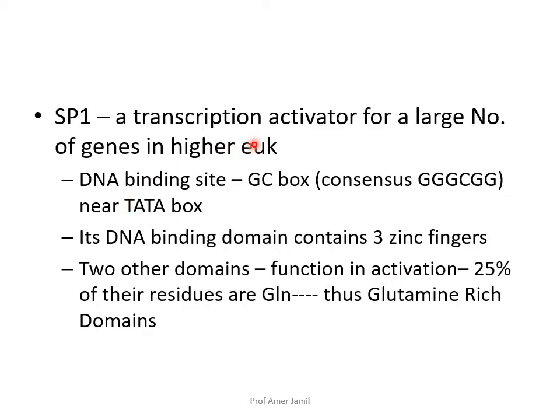SP1 is a transcription activator for a large number of genes in eukaryotic cells. The DNA binding site is the GC box. It contains these G's and C's. It is present near the TATA box. Its binding domain contains 3 zinc fingers of this SP1, and 2 other domains function in activation. 25% of their residues are glutamine. Thus, it is a glutamine-rich domain that functions in protein-protein interaction in this case.